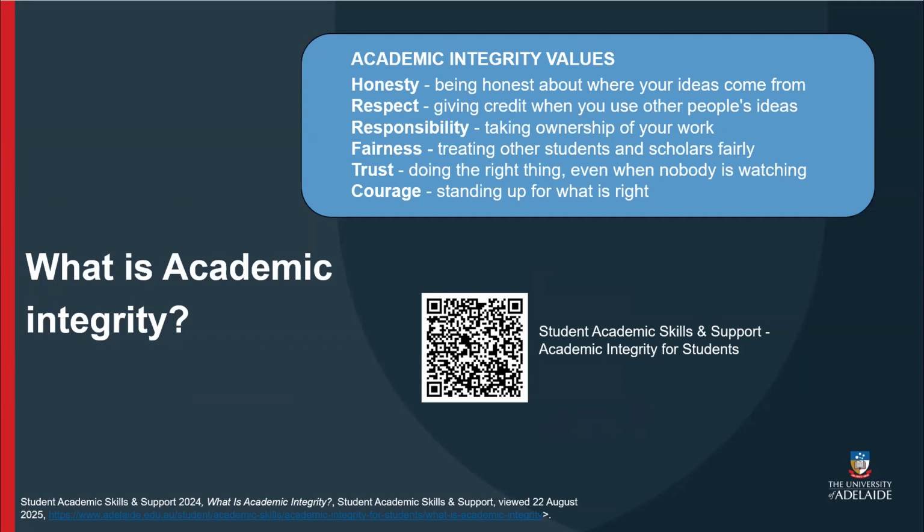If we look at honesty, it's about being transparent about where your ideas come from, including when AI has helped. If we look at respect, it's about giving credit when you use someone else's ideas, even if that someone isn't AI trained on human knowledge, right? Responsibility. It's about taking ownership of your work and the choices that you make in using AI or not using AI. Fairness, it's ensuring a level playing field for everyone by following the rules, whether that's your fellow students or even your teaching staff or academic integrity staff.